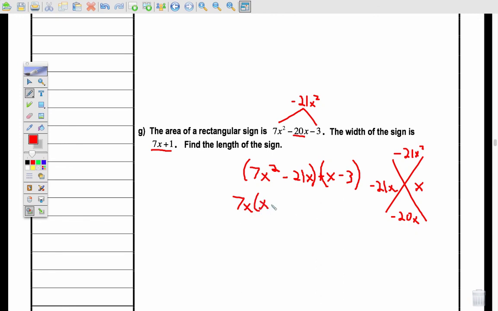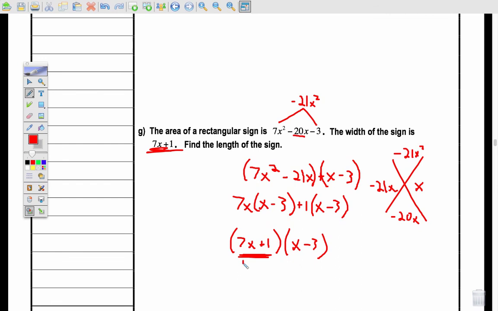If I factor these out right here, I'll factor out a 7x, which would leave me with x minus 3. These don't have anything in common, so I just bring out the 1, so plus 1. 1 times x is x. 1 times negative 3 is negative 3. So my factors on this problem are 7x plus 1 times x minus 3.